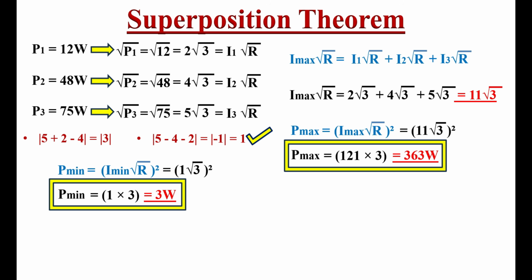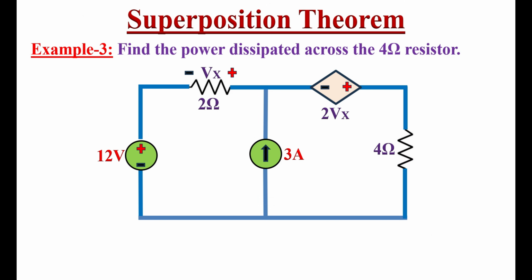By simply changing the direction of the sources, the power dissipation changes by more than 100 times. This perfectly demonstrates why we must always calculate current or voltage first when using the superposition theorem for power. Now let's tackle a more advanced problem.